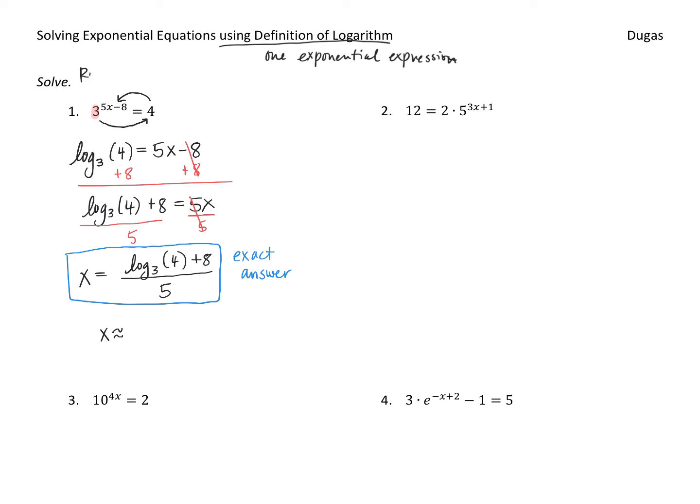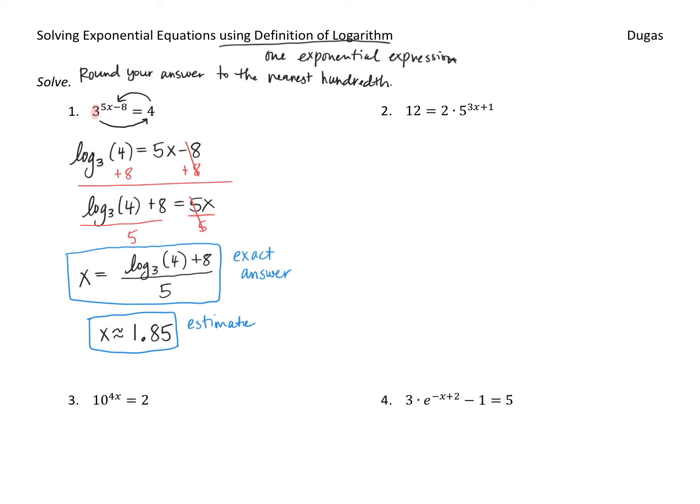So let's add some parts to the directions. So solve, round your answer to the nearest hundredth. So that's 2 numbers after the decimal place. So I'm going to type this in my calculator and see what I get. So when I typed it in my calculator and I'm rounding to the nearest hundredth, I get 1.85. So that would be my estimate or my answer rounded to the nearest hundredth.